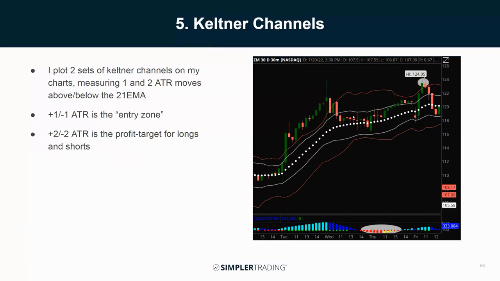Normal price action, right? Chop, just squeeze action, noise, takes place between +1 and -1. That's typically where we're looking to take our entries, right? During that buildup of energy. Our profit target for longs and shorts is the push through +2 or -2 ATR.